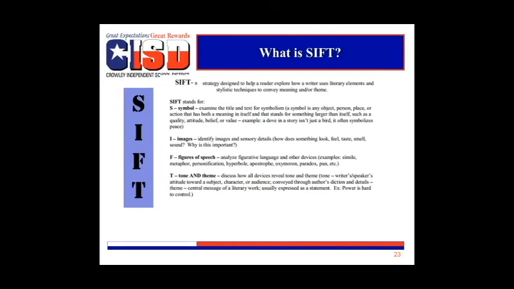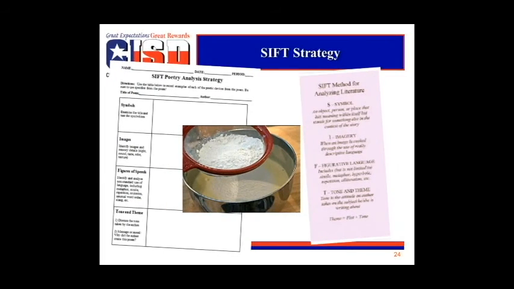Well, what is SIFT? It's a strategy used with fiction and poetry to help readers explore literary elements and techniques that convey meaning and/or the theme. SIFT stands for symbolism, imagery, figurative language, tone, and theme. We want students to annotate, but most times they don't know what's important or what they're looking for. So SIFT gives them focus for annotating.